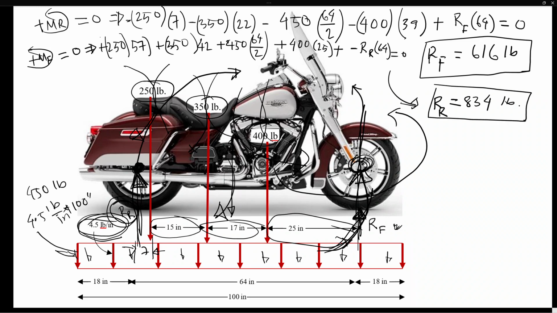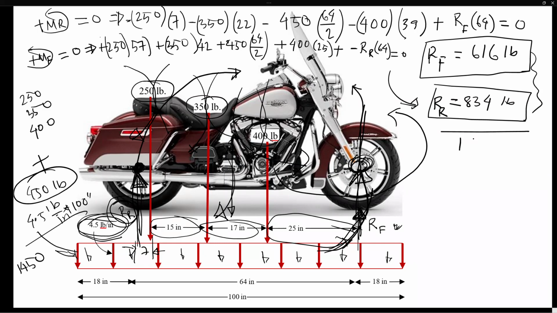Now you also have to do a check whether you have calculated correctly or not. The total external loading was 250, 350, 400, plus this chassis weight. So the total is 1450. If you add the two numbers you have calculated, that should also be 1450.